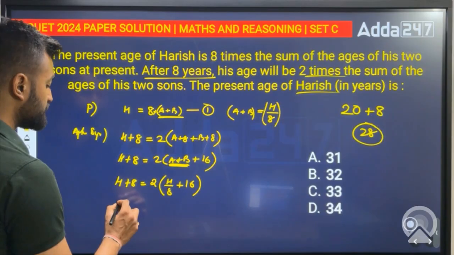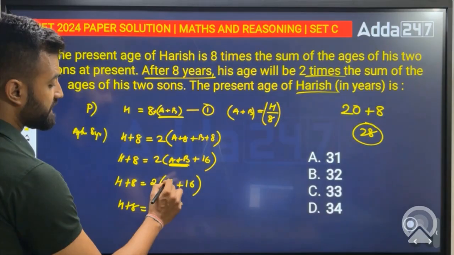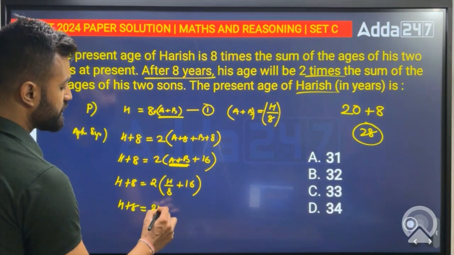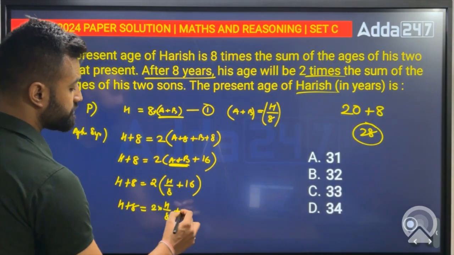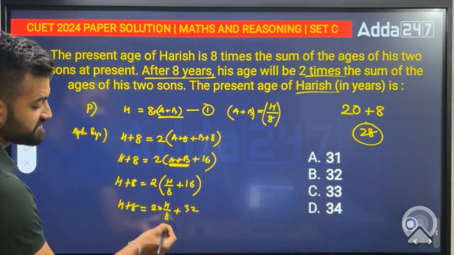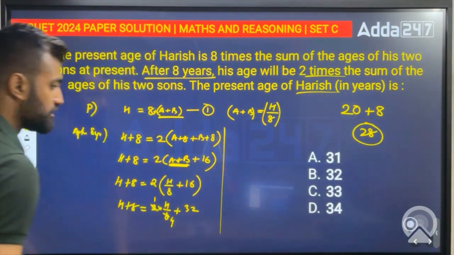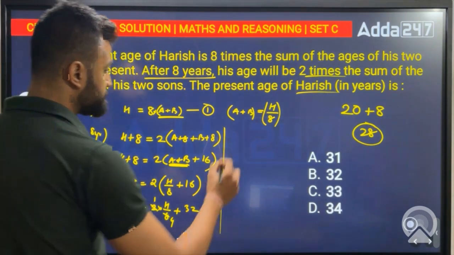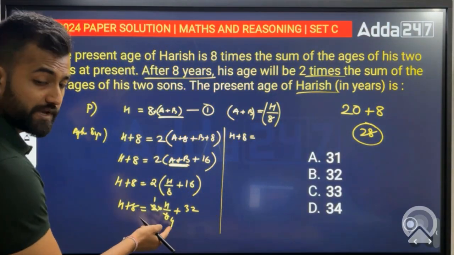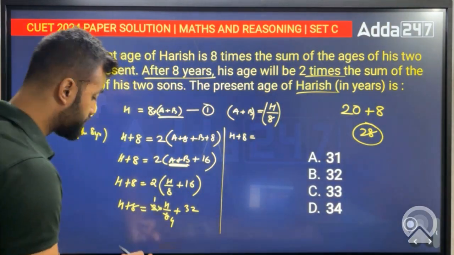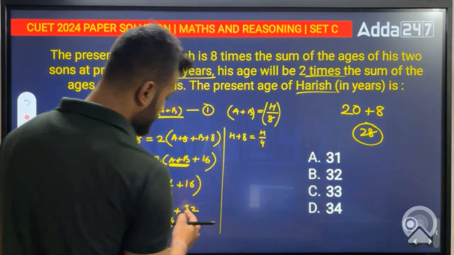Okay, let's simplify together. H plus 8 is here. If you open the bracket, this 2 gets multiplied here and here. So this becomes 2 into H by 8, plus 2 into 16, which would be 32. I can cancel this 2 and 8: 2 1s are 2, 2 4s are 8. So what are we getting? Here we are getting H plus 8 equal to H by 4, because 2 cancelled 8, and here we are getting plus 32.